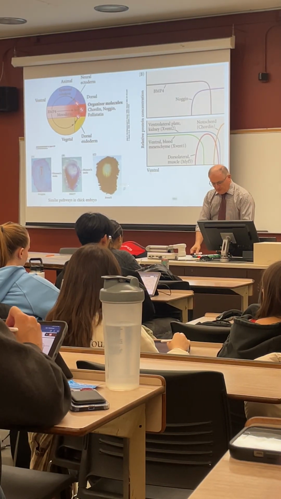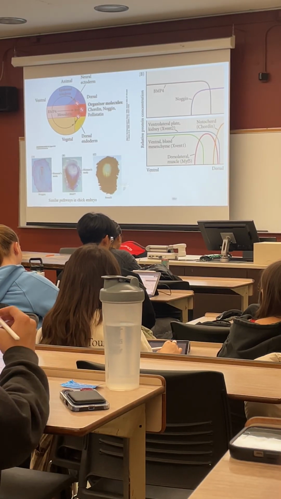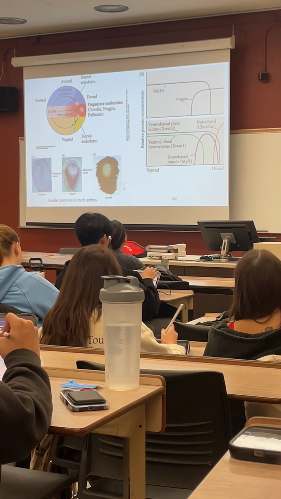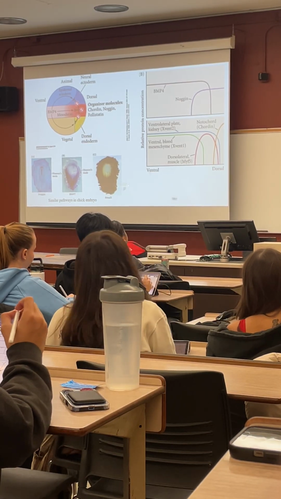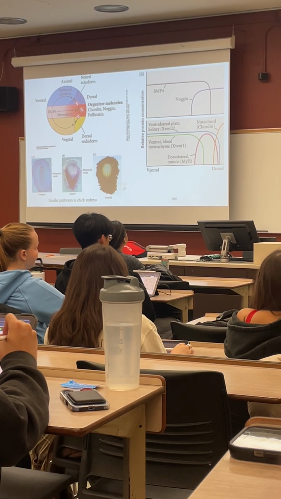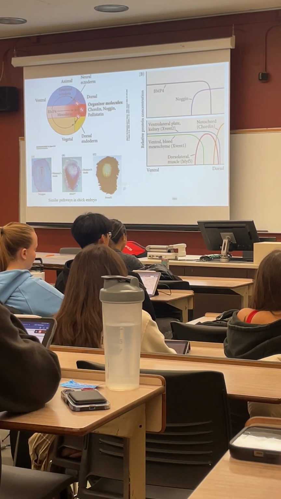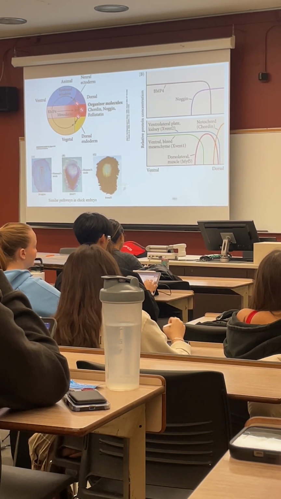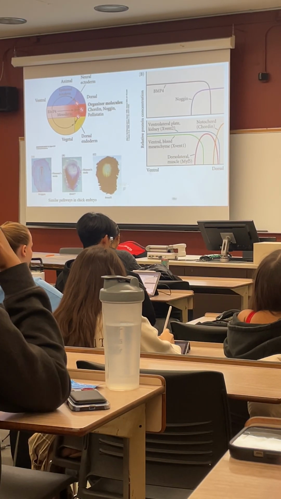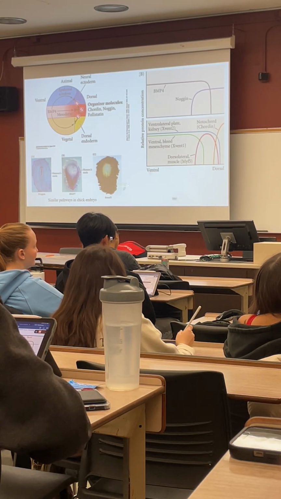Hopefully it makes sense, but let's do it again to make sure. You can see at the top, you have BMP coming from one side, and noggin coming from the other side. What are the sides? This is the dorsal side, this is the ventral side. On one side there's high noggin, on the other side there's high BMP. You're going to put different types of mesoderm in here depending on the overlap of these two.